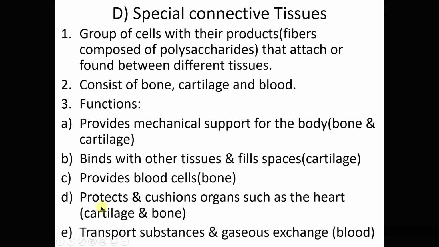Okay, cartilage and bone, other than providing mechanical support for the body, apparently also protect and cushion organs such as the heart. Your rib cage is made up of cartilage and bones, and your rib cage protects and cushions your heart and your lungs. Your blood also transports substances and is involved in gas exchange, which is the red blood cell, to be more specific. Here, there is a video.